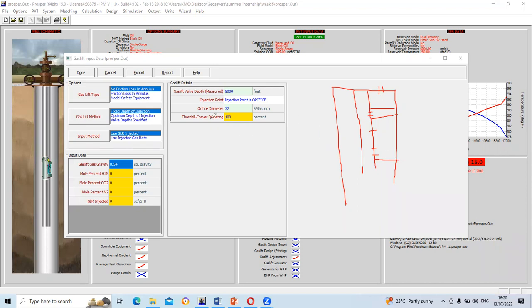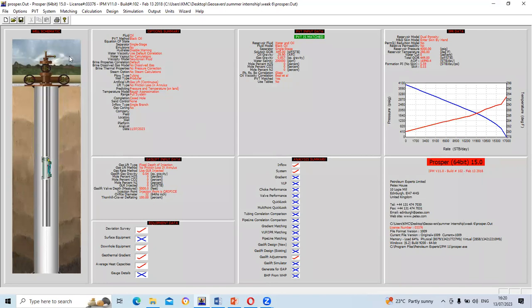Then you are talking of the orifice diameter also. I think, let me take this off. Okay, from here, we will just say done. Then we will go now to our design. We'll go to design. Then we are going to see gas lift.